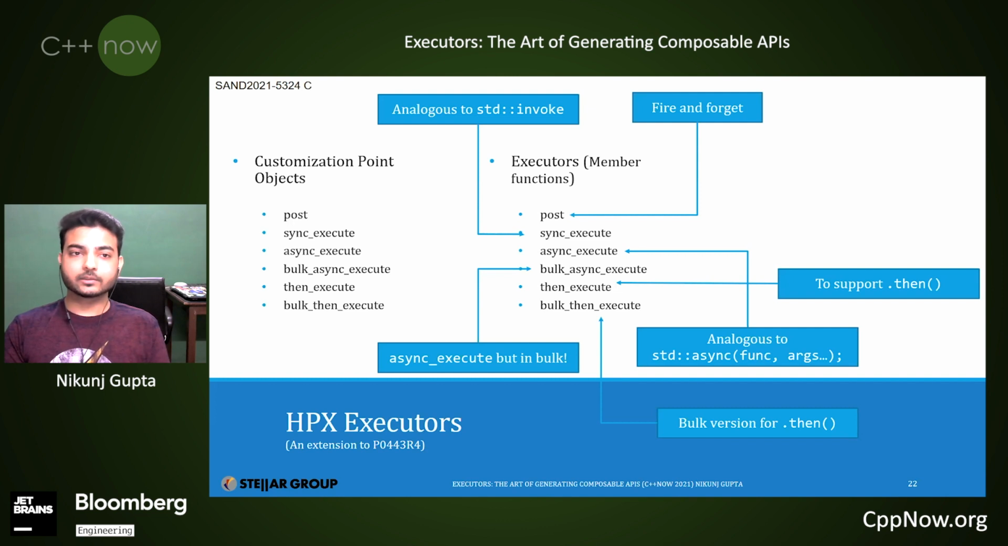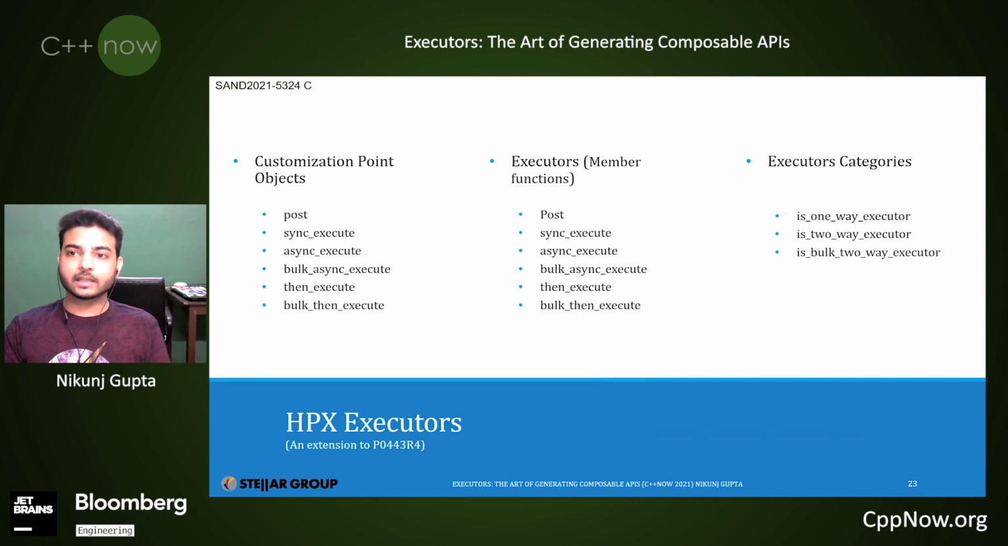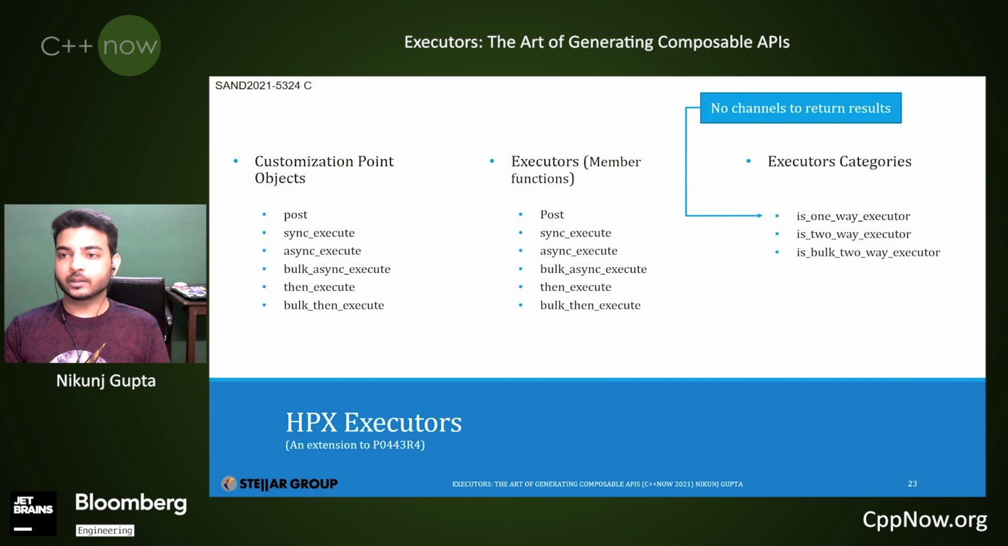And since we now have customization point objects and executors, we need to make sure we glue them together. And the way we do it is through executor categories. Based on the executor category, we have defined 3 categories. The executor categories are based on whether it returns a result or not. For example, a one-way executor has no channels to return a result. It is majorly used for functions like post, wherein you really do not care about the result. You only need to execute it.